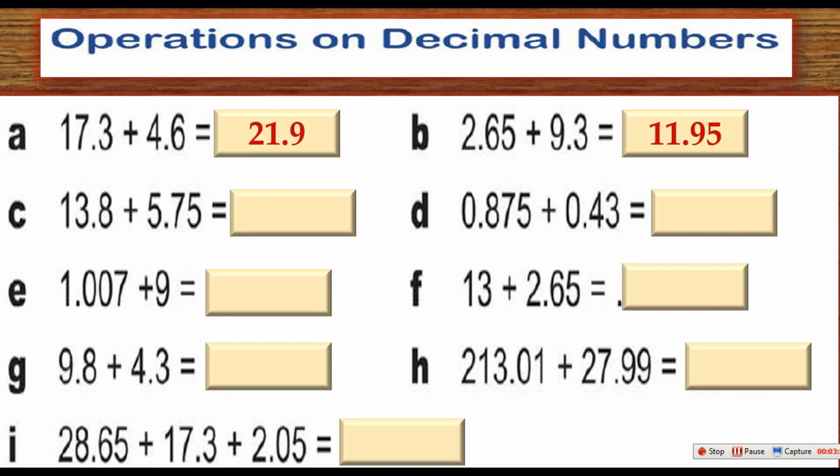What about 13.8 plus 5.75? We haven't equal parts here. 2 decimal numbers after the decimal point and 1 decimal number after the decimal point. So we must have equal parts. Put 0 to the right of 8.